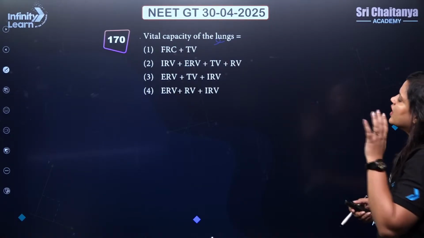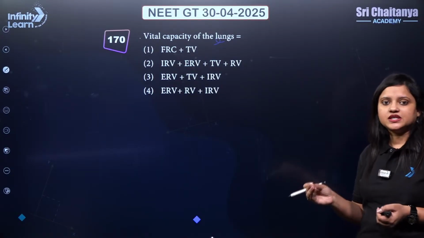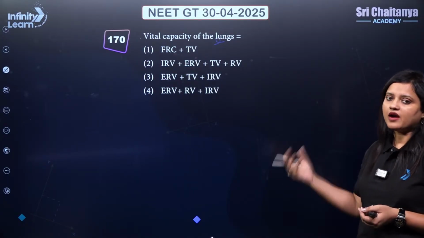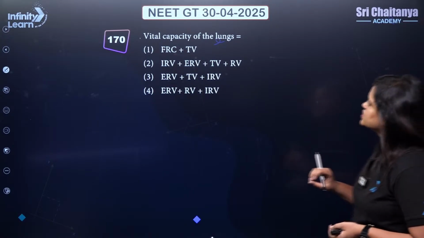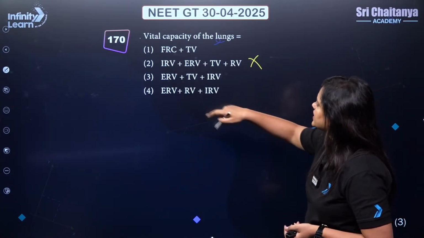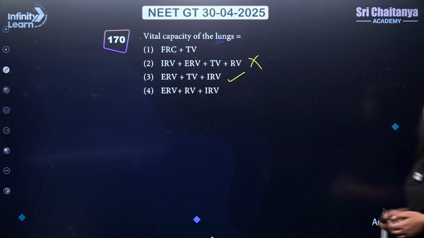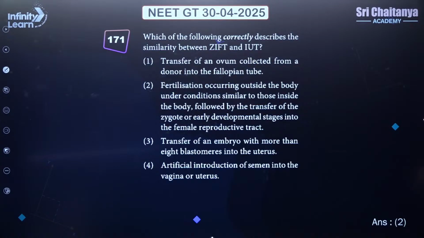Next one. Vital capacity of the lungs will be. So vital capacity will include every volume apart from the residual volume. So residual volume is not included, so it will be the tidal volume, IRV and ERV. That means the correct answer should be 3.